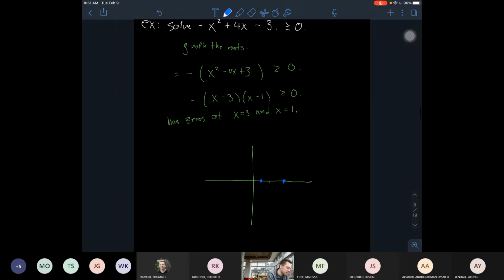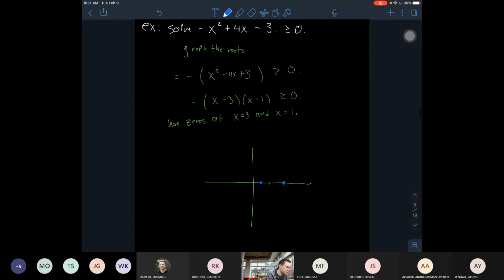Okay. And now if I want to graph this thing, I should note that because I have a negative sign out front of my leading term, this is going to be a parabola which opens down. In this case, we have a equals negative 1, which is less than 0. That tells us that this is going to open down. Okay, so we have these two zeros, and we know that this opens down. So it looks something like this.